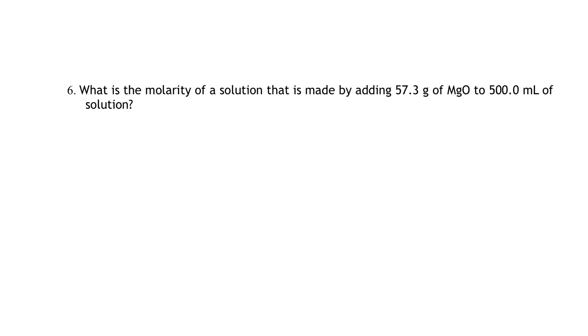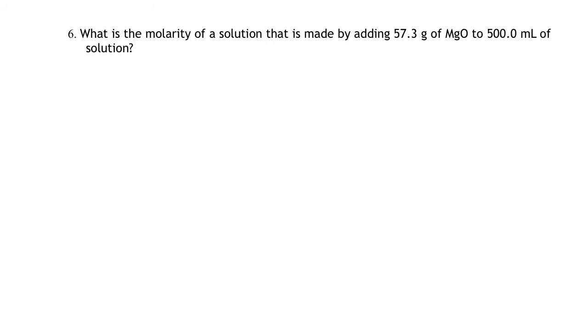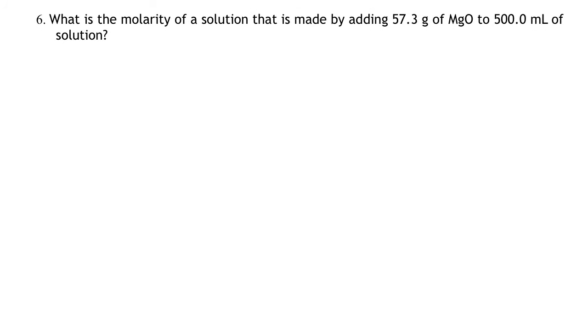On to number 6. This one's a little different. When we're reading this one, it says, what is the molarity of a solution that is made by adding 57.3 grams of magnesium oxide, MgO, to 500.0 milliliters of a solution? There's no conversion factor in this. In fact, that is my unknown. I have to figure out what the molarity is.